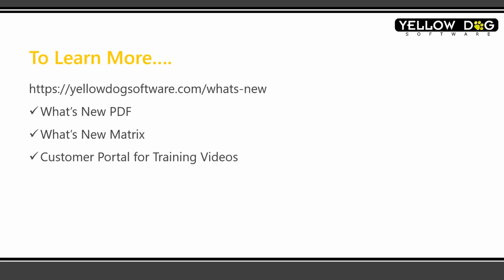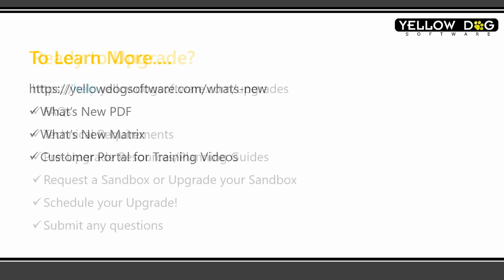To learn more about this version, please visit our What's New site at our website. From there, you can download a complete PDF of all the changes. You can see a matrix of the items from version to version of the enhancements. And you can also gain access to our customer portal where we've developed training videos on all these new abilities.